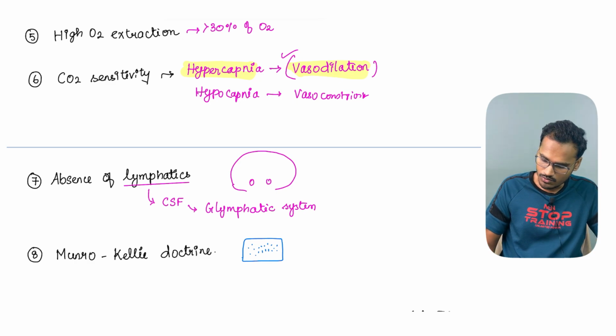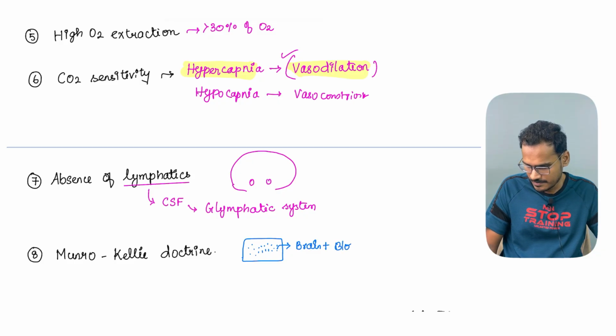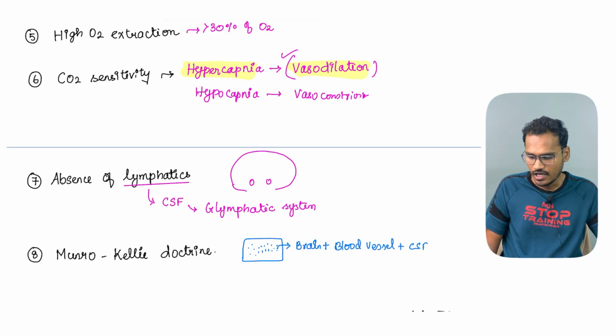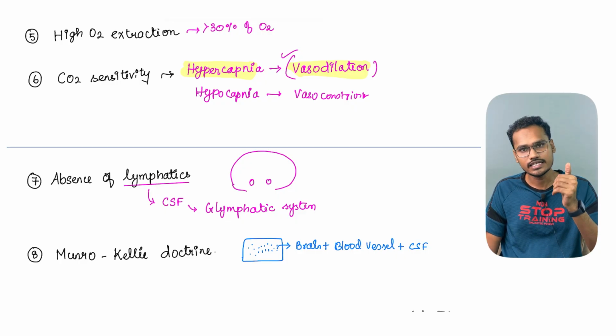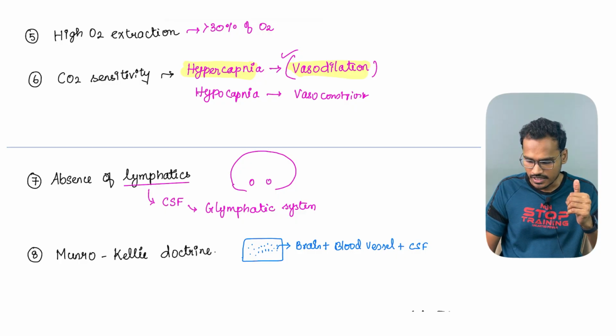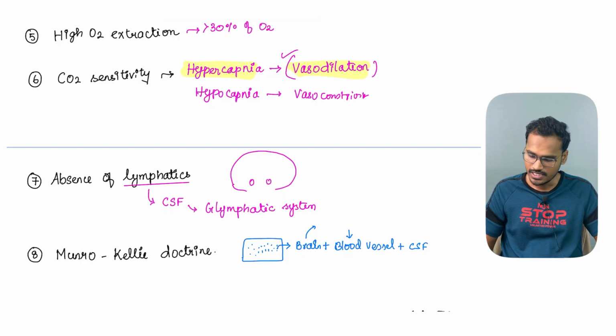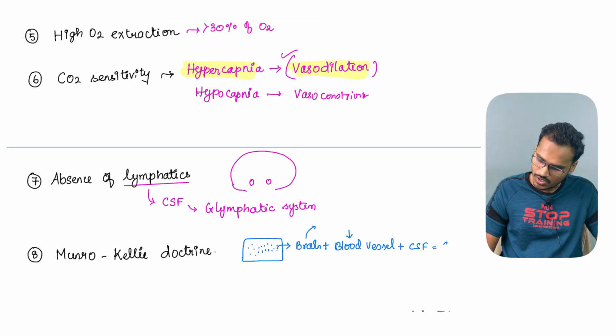Let's try to understand what are the substances which are inside. One is the brain tissue itself, then we have the blood vessels, then we have the CSF. Out of this, if one is increasing, for example, let's assume there is a tumor in the brain that is increasing in size, what is going to happen? It is going to compress the blood vessels because the cavity is fixed. They should have a constant volume.